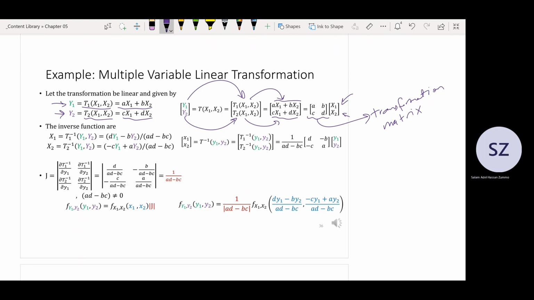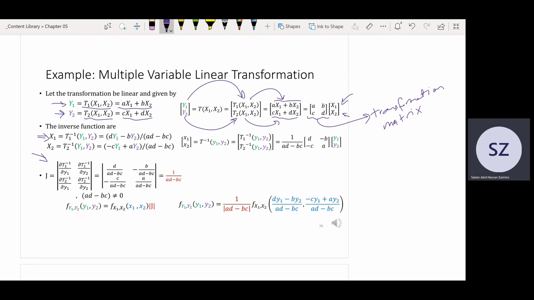Right. So what do I need to do now? I need to find this Jacobian. What is this Jacobian? It is the partial derivative of T1 inverse with respect to y1 and so on. So I need to find the inverse functions. What is the inverse function? T1 inverse is x1 when expressed in terms of y1, y2.